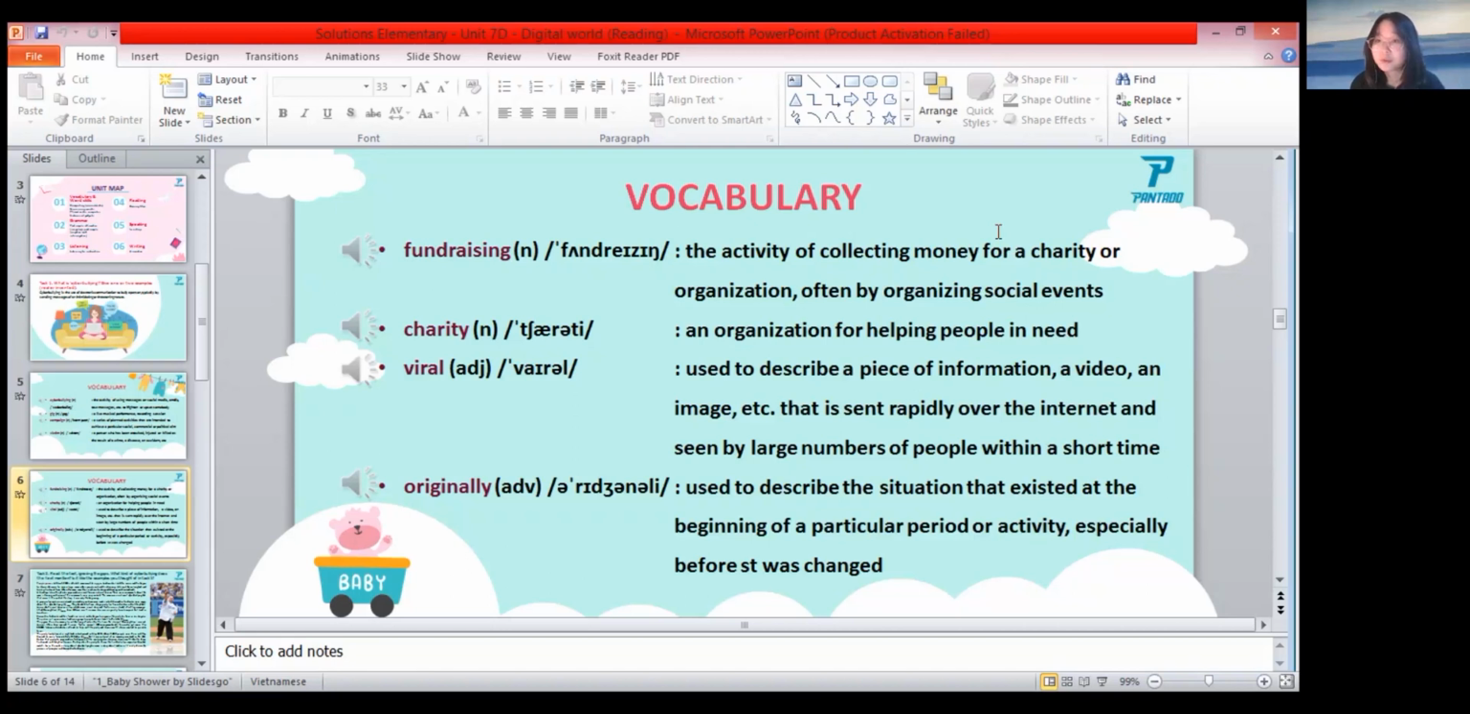That is an adverb because it has the -ly at the end of the word. So it is an adverb. Okay.